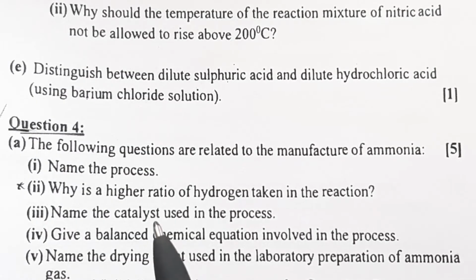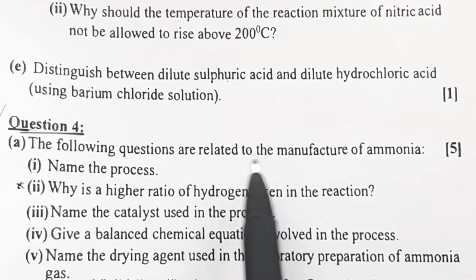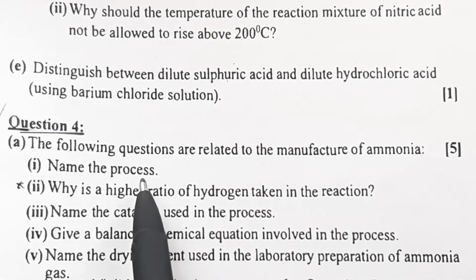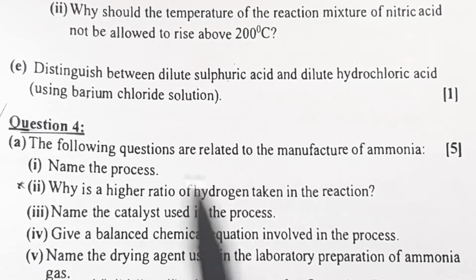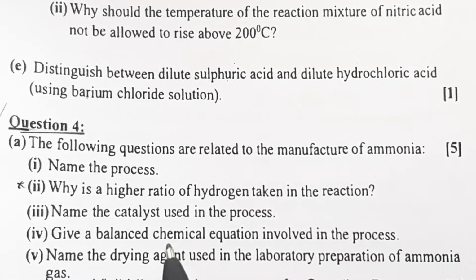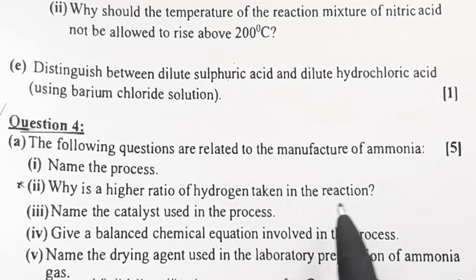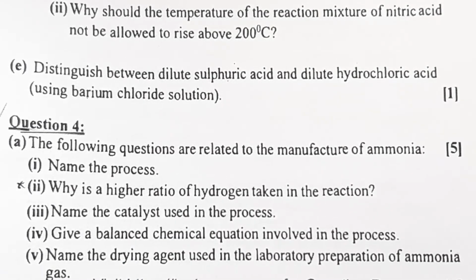We come to question 4. The following questions are related to the manufacture of ammonia. Name the process. It's Haber's process. You have to know all the processes of all the compounds. Why is a higher ratio of hydrogen taken in this reaction?